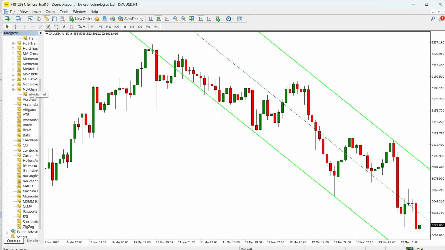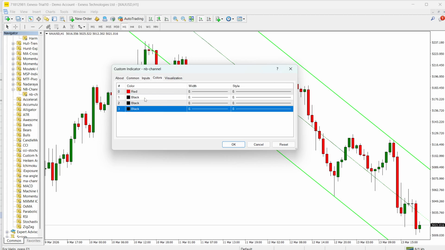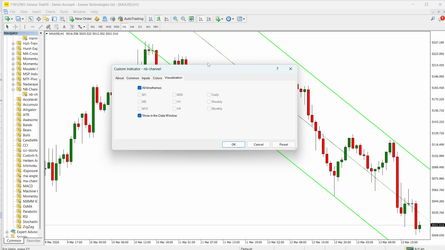As for the indicator settings, let's take a look. Our inputs include the all bars and then the bars for fact. You can also choose our preferred colors and trade on our preferred time frames as well.